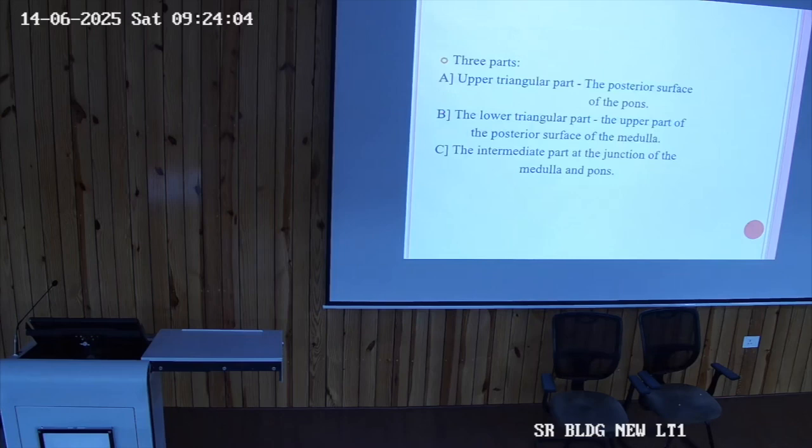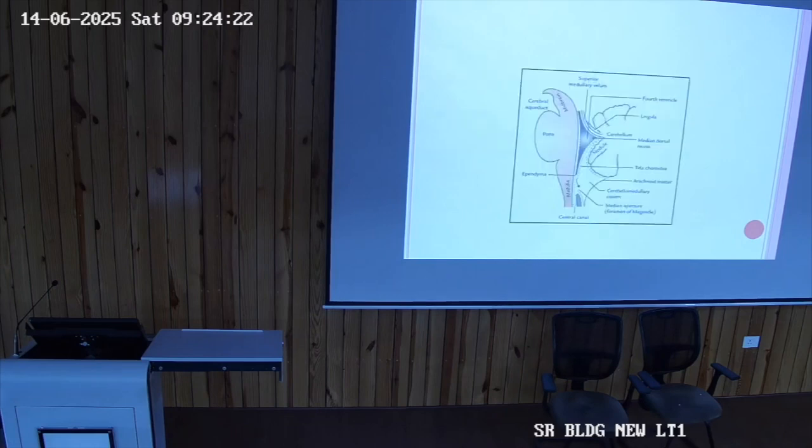So that means in the floor there are three parts. The upper triangular part is formed by the posterior surface of the pons. The lower triangular part is formed by the posterior surface of the medulla. And in the intermediate part there is the junction of the pons and medulla. At the lateral angles we will be seeing the nuclei of the vestibular nerve. So here also you can see the superior and the inferior medullary velum. This one is the fourth ventricle.